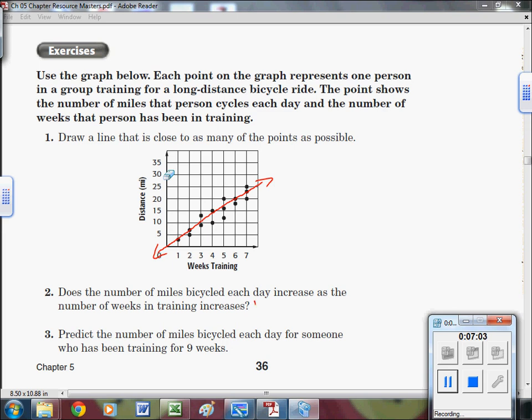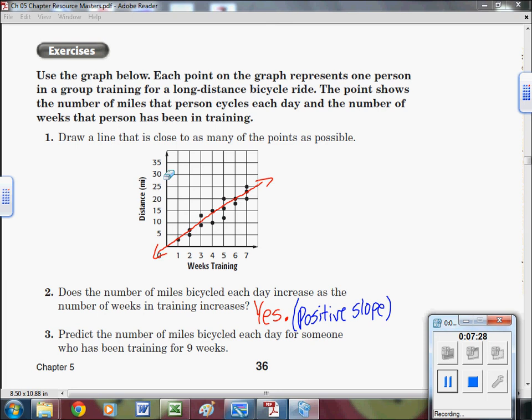So the answer to number 2 is yes, it does. You can just say yes, because it was a yes/no question. And if someone asks you to prove it, you could say it has a positive slope, meaning it has a positive value because it goes upwards. That's a way you could justify it. Let's take a look at number 3.